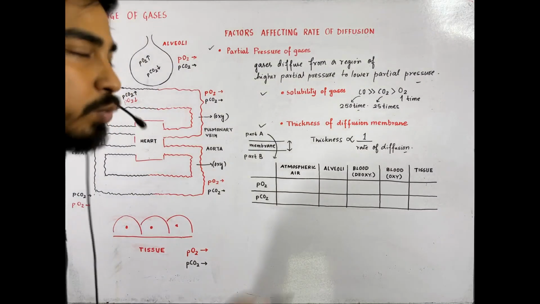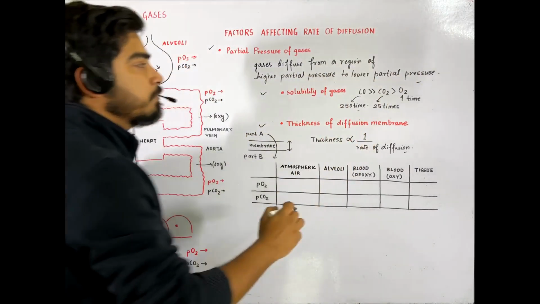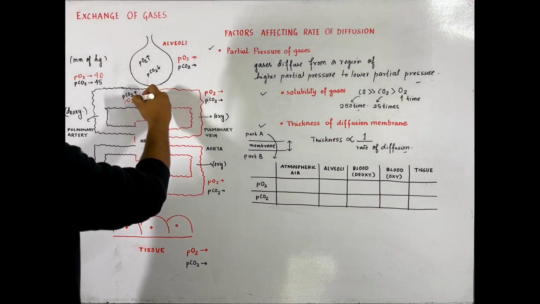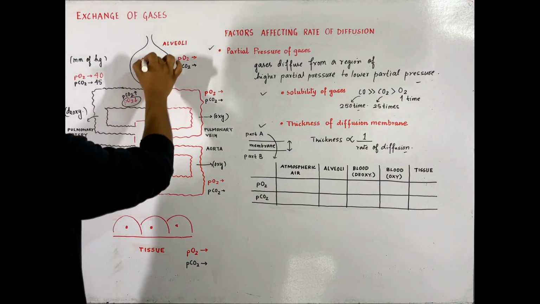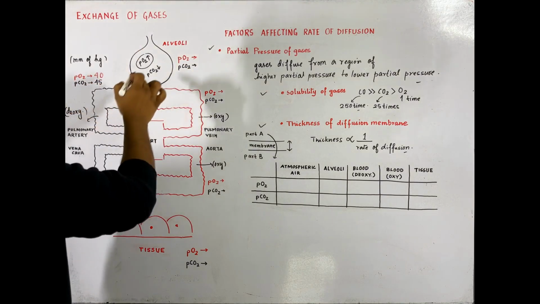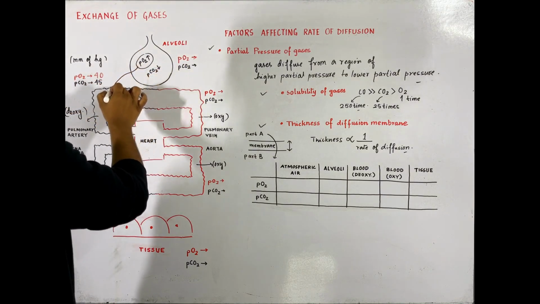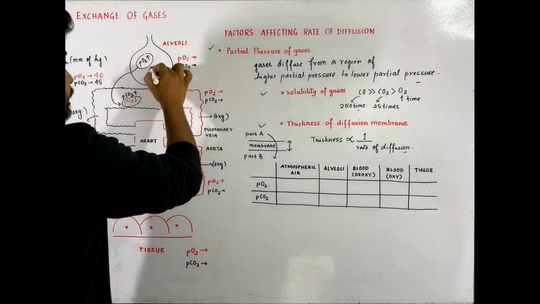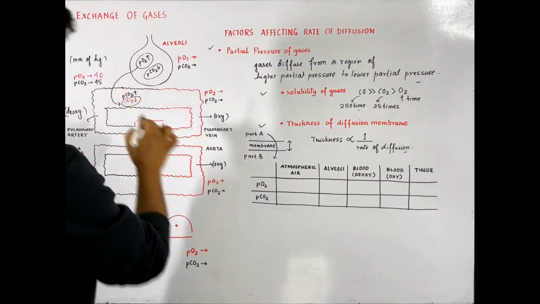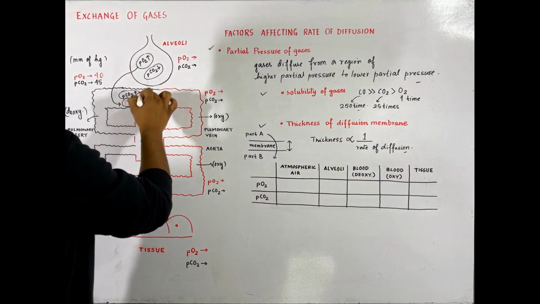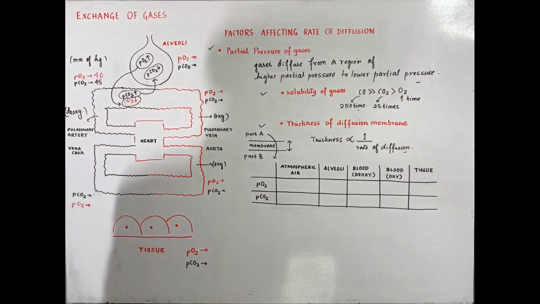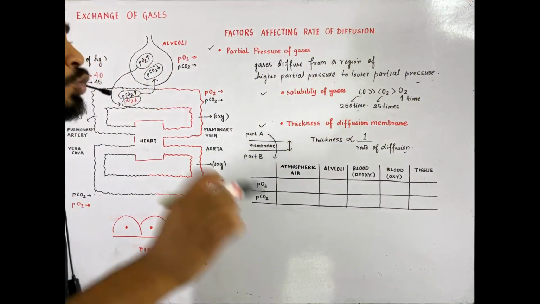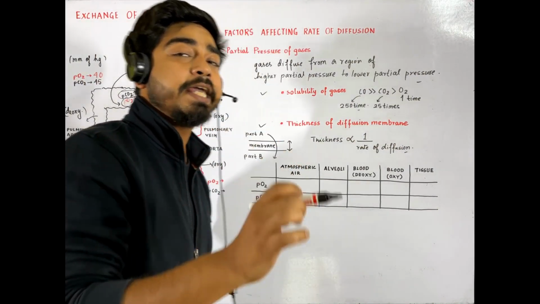So what is going to happen? What did I tell you? Gases diffuse from a region of higher partial pressure to lower partial pressure. The partial pressure of oxygen is low in the blood vessel and high in the alveoli, so oxygen will come out from the alveoli and enter the blood vessels. The partial pressure of carbon dioxide is low in the alveoli and high in the blood vessel, so carbon dioxide will leave the blood vessel and enter the alveoli. Gases will diffuse from a region of higher partial pressure to a region of lower partial pressure every time.